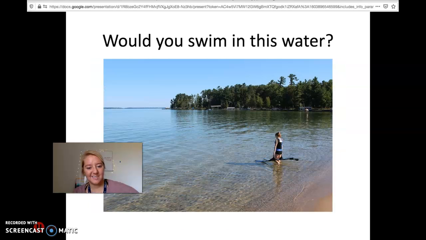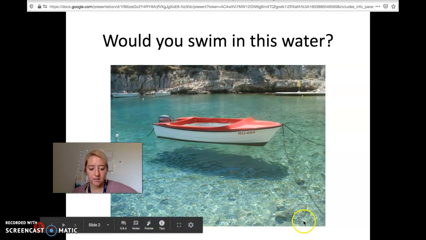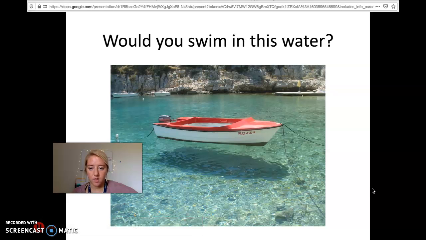Would you swim in this? Here we don't see any of that trash. I don't see anything that's shiny like that, indicating oil or gasoline. And here I can't see anything. Maybe that's a sea life right there. Can't tell. Maybe it's a rock. But no garbage, no man-made issues.